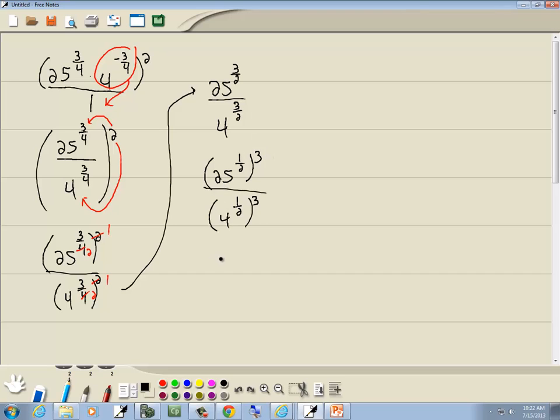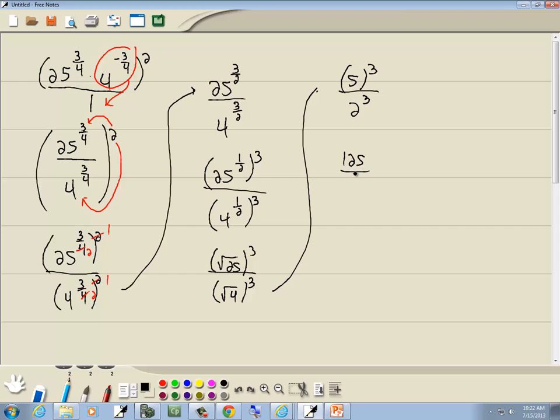Now we put them back temporarily. Well, in this case I'll get rid of them, but we put this back in radical form. So 25 to the 1/2 is the square root of 25 to the third power over the square root of 4 to the third power. Now square root of 25, that's 5. 5 times 5 gives you 25. So we got 5 to the third over, and square root of 4 is 2, so we got 2 to the third. Well, 5 to the third, 5 times 5 is 25, times another 5 is 125. 2 to the third, 2 times 2 is 4, 4 times another 2 is 8. So our answer would be 125 over 8.